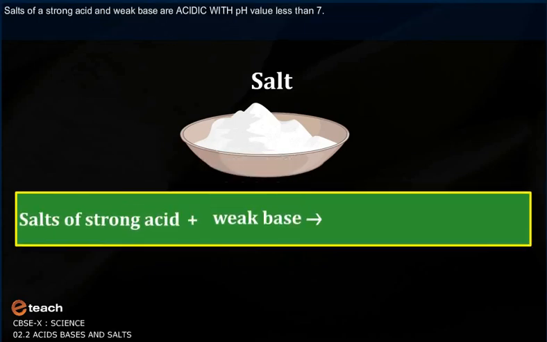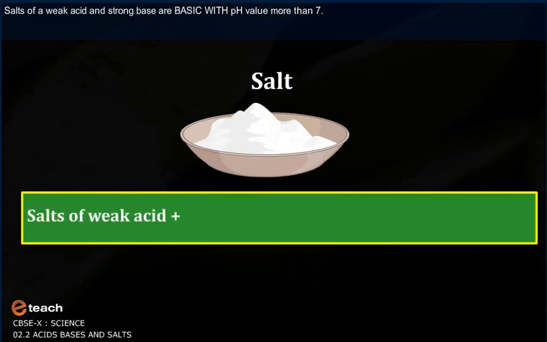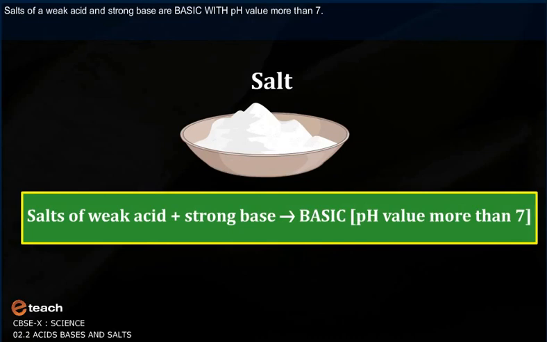Salts of strong acid and weak base are acidic with pH value less than 7. Salts of weak acid and strong base are basic with pH value more than 7.